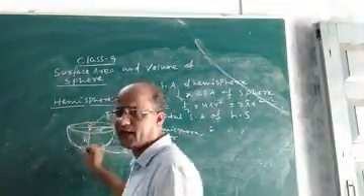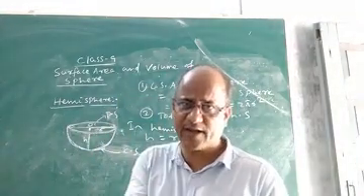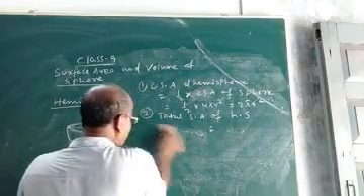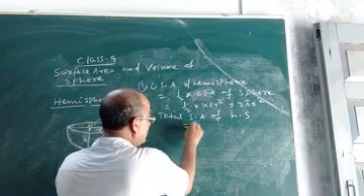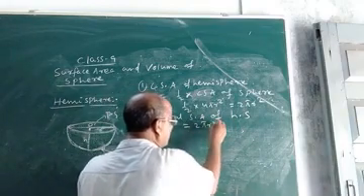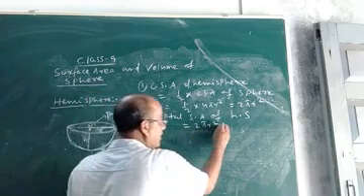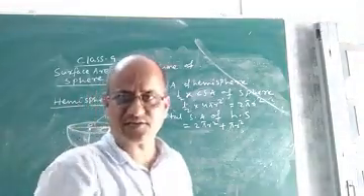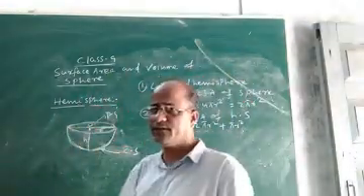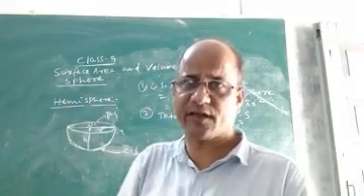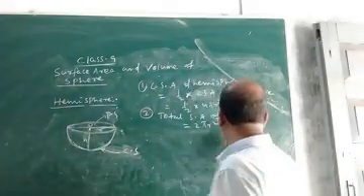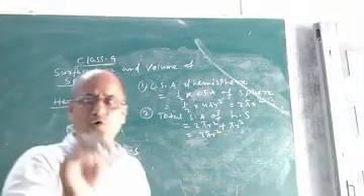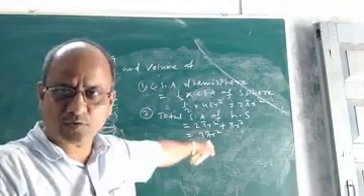Now this pi r square must be added to the area of the curved surface in order to get the total surface area. So what will be the total surface area? The total surface area of the hemisphere will be equal to the area of the curved surface, that is 2 pi r square, plus the area of the base. Base means the part on which it stands, or you can say the area of the top, the plane end which is circular. So 2 pi r square plus pi r square will be 3 pi r square. This is the formula for the total surface area of a hemisphere.